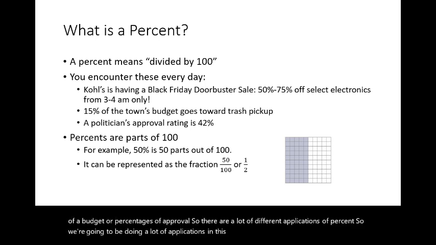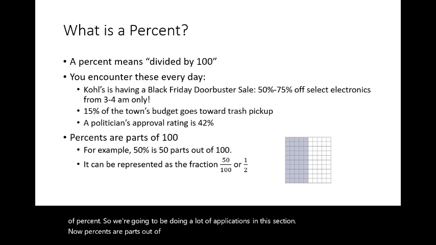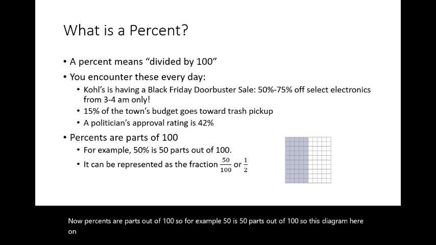Now, percents are parts out of 100. So for example, 50% is 50 parts out of 100. So in this diagram here on the lower right, there are 100 squares, and out of those 100 total squares, 50 of them are shaded. So you can also represent this 50% as the fraction 50 out of 100, 50 shaded squares out of 100 total squares, which can also be reduced to 1/2.